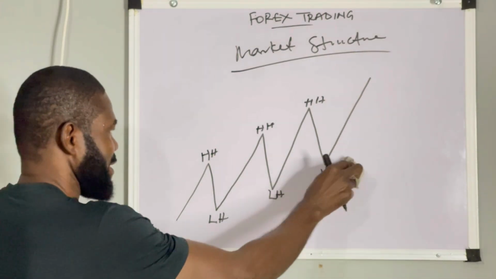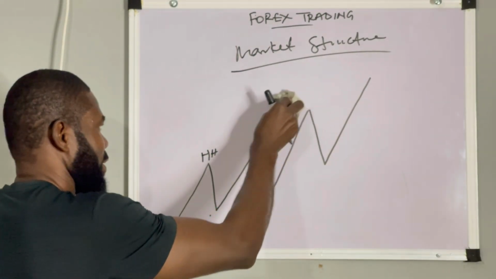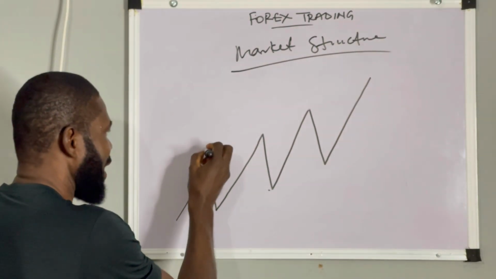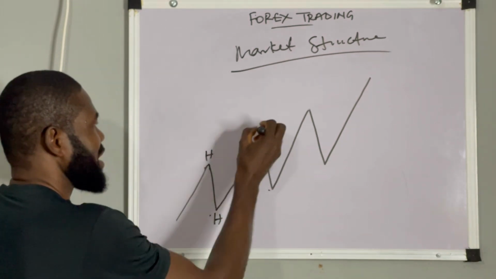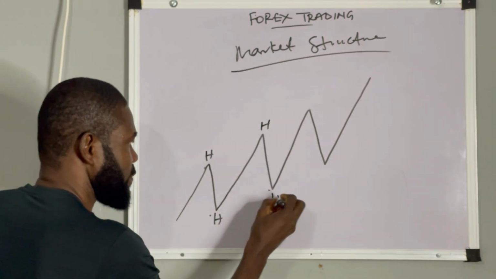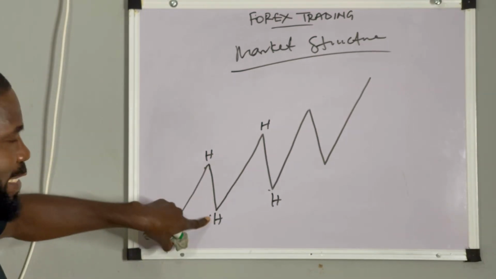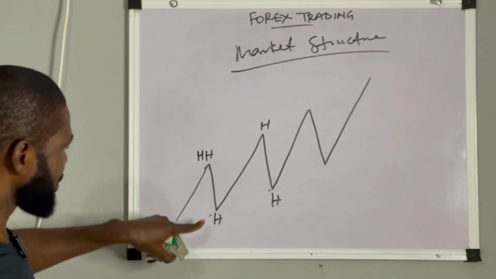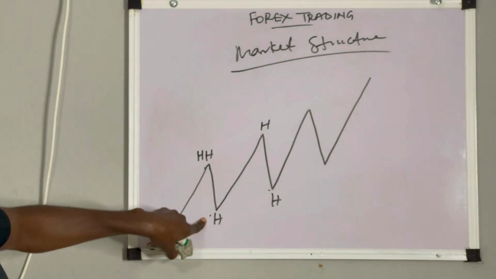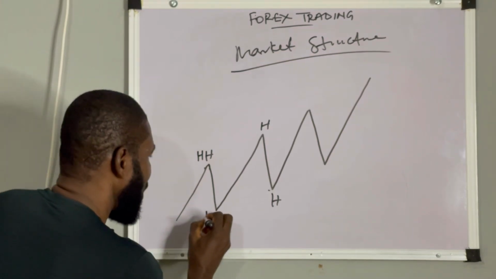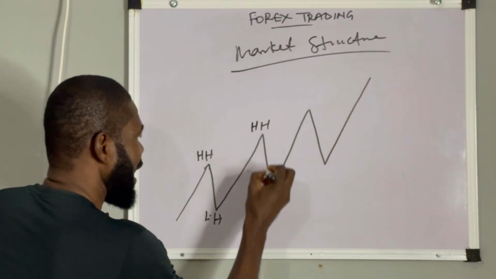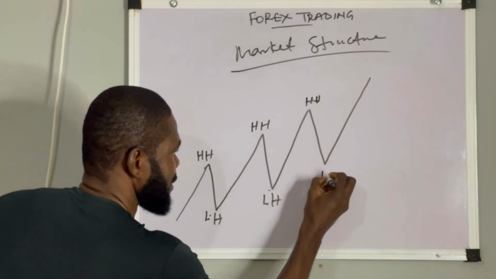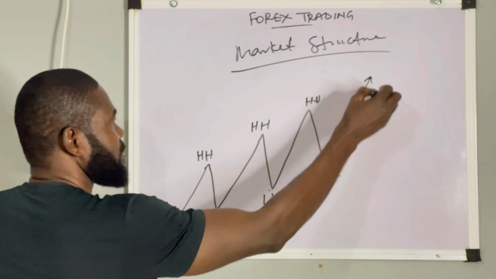Now let me explain the meaning of all these things to you. Now, in an uptrend market, all these structures are called high, because it is an uptrend market. But because this high is higher than this one, we call this one higher high. And because this one is lower than this, we call this one lower high. So in an uptrend market, we have higher high, lower high, higher high, lower high. That is an uptrend.